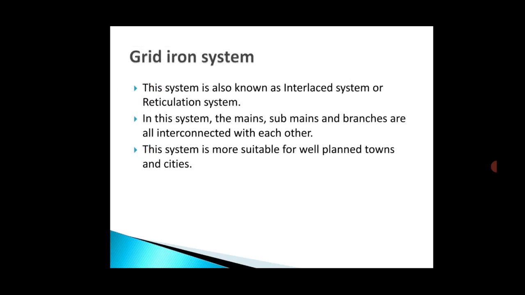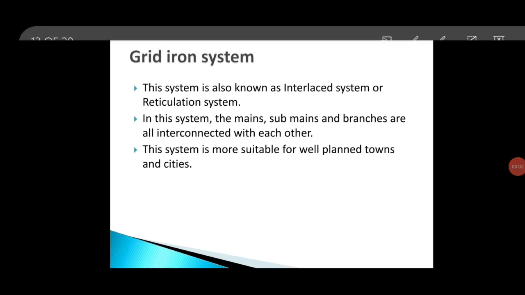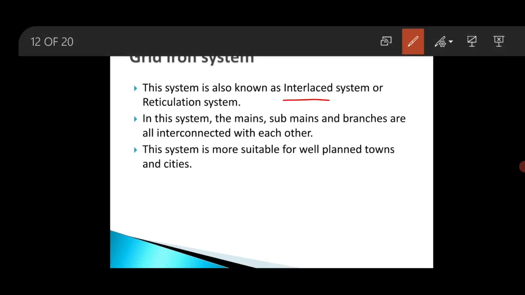So next type of system is the grid iron system. This system is also known as the interlaced system or reticulation system. In this system, the main, submain and branch are all interconnected with each other.